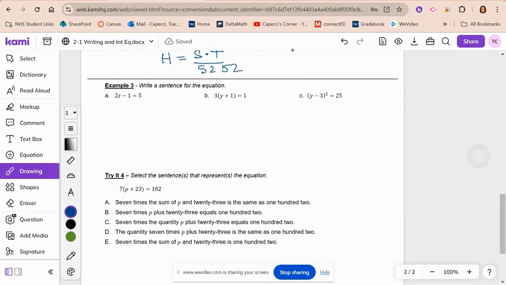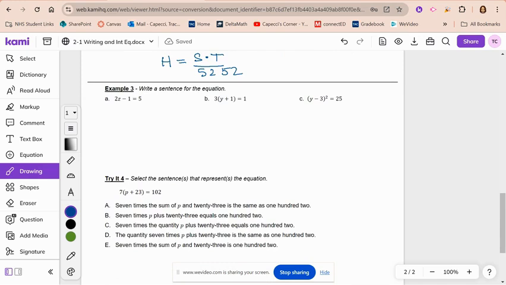Okay, we're going to keep going. Write a sentence for the equation. A lot of times there's more than one way to do these. So let's just see how we get started. We have twice a number, in this case it's z, minus 1 is equal to 5.